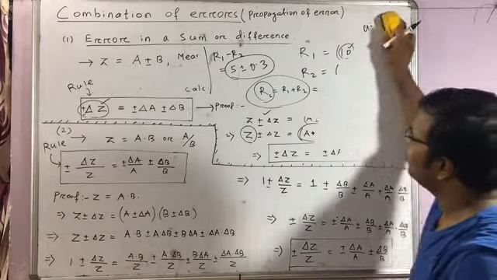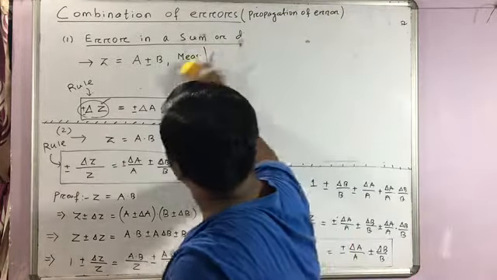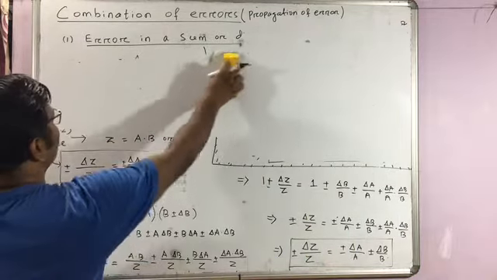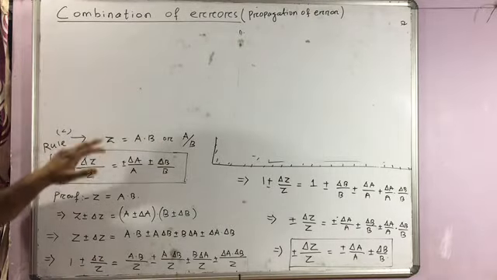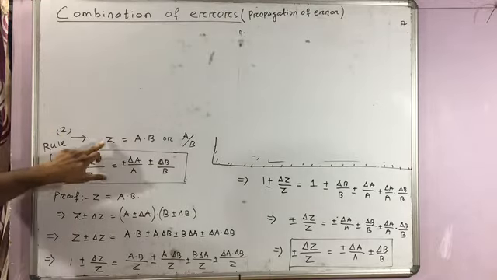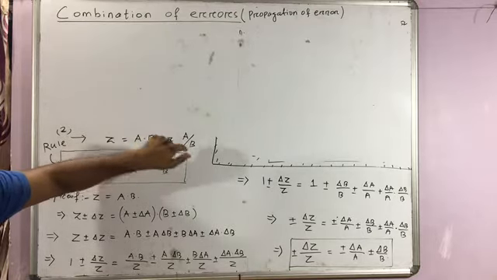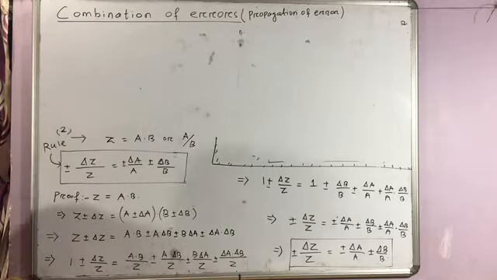Now you come to the second formula, that we can say error in a product or a quotient. That first part is the error in a sum or a difference. Now comes your error in a product or a quotient. The formula here: Z is a quantity that may be the product of A and B or maybe the quotient of A and B. So the formula is suggesting that.